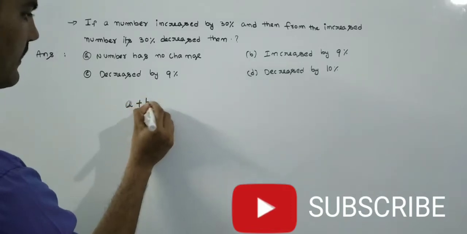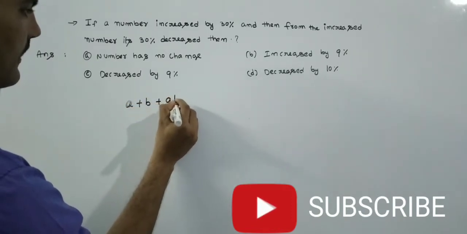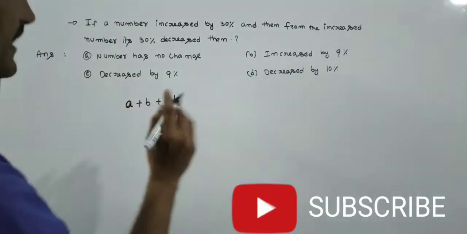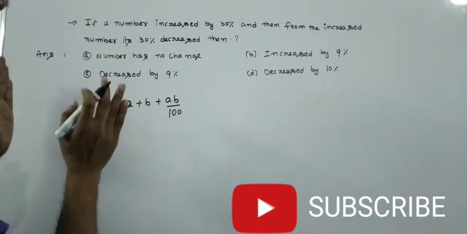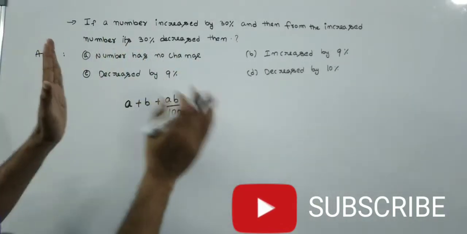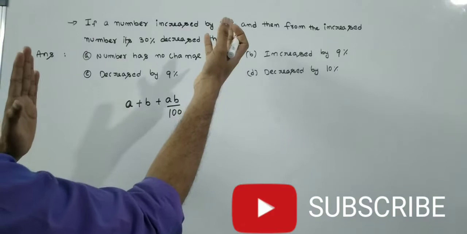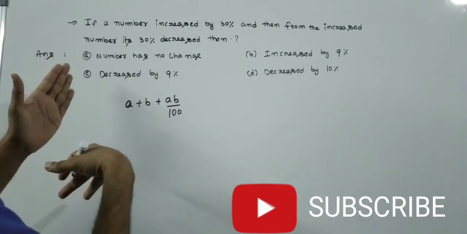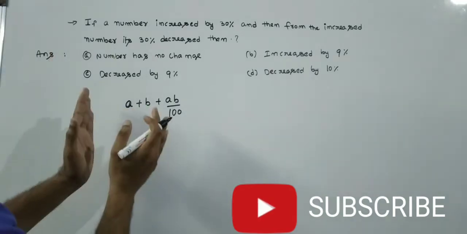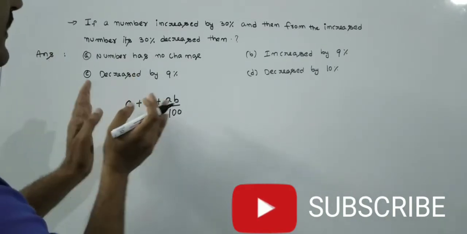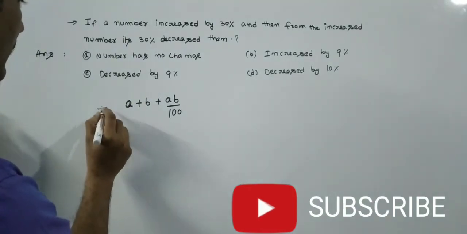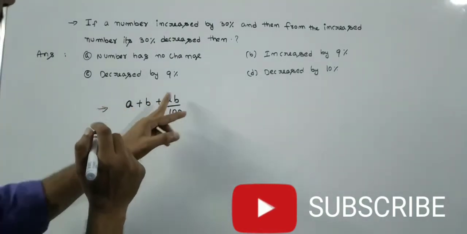A plus B plus AB by 100. See friends, whenever a decreased percentage and an increased percentage come in any problem, like here a number is increased by 30% and then decreased by 30%, then what is the change? In this type of problem, we will apply this formula. See friends, remember this formula: A plus B plus AB by 100.